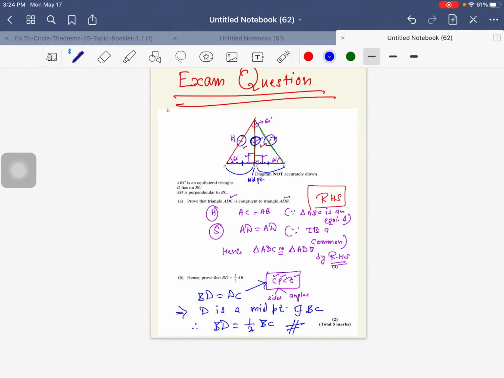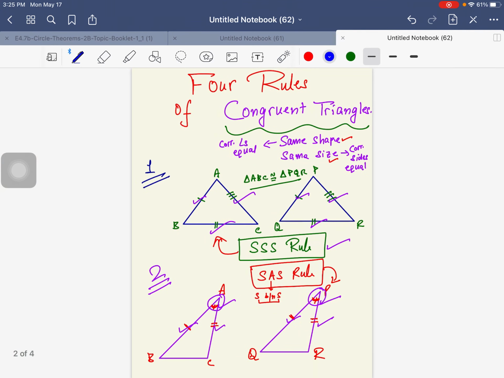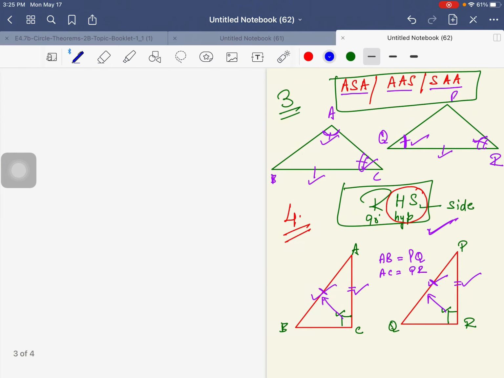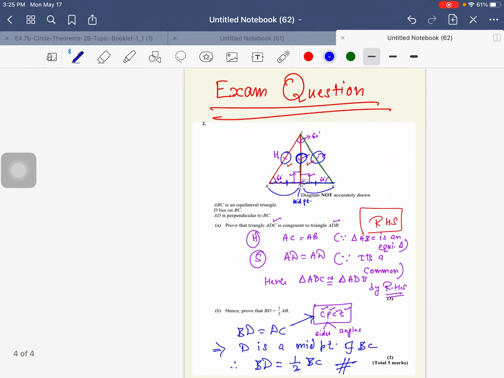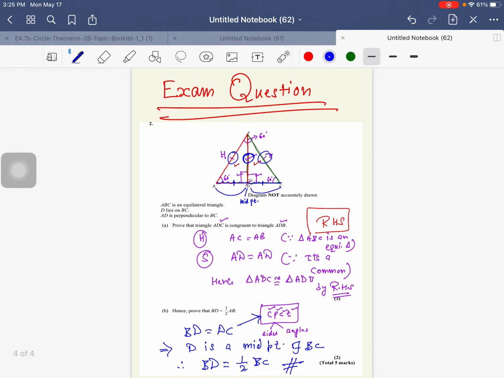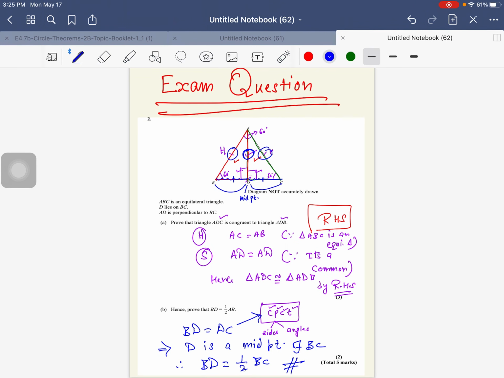It's done. If you have a sound grip on the concept, if you have good conceptual knowledge of the 4 rules on congruency, SSS, SAS, ASA, and RHS, then any question on congruency you can do in a quick way. I tried to explain to you an exam question and the basic writing skill. So that's the writing skill. If you follow the proper writing way, you can get very good marks in the IGCSE exam. I hope you guys understand.